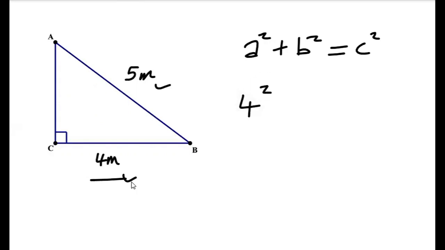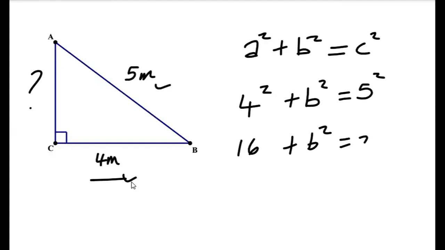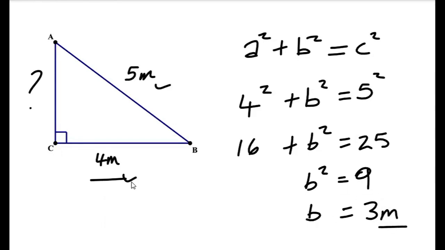4 squared plus the missing leg, I'll just write it as b because we don't know what it is. So 4 squared plus b squared is equal to the hypotenuse of 5 squared. So 4 squared is 16 plus b squared equals 25. I can go ahead and subtract 16 from both sides. So b squared is equal to 25 minus 16, which is 9. So we have our leg, or our other short side, being 3 meters. And it's always important to leave the unit.